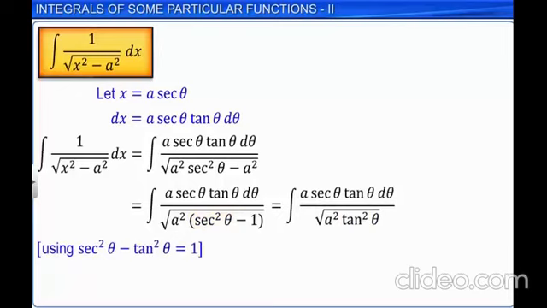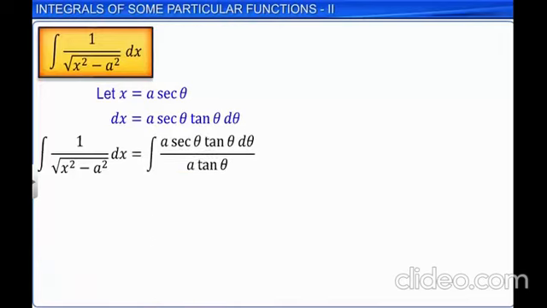So the integrand further reduces to a secant theta tan theta whole divided by a tan theta. Now cancelling the common terms from the numerator and the denominator of the integrand, we get secant theta. On integrating, we get the solution as log of (secant theta plus tan theta) plus p. Here p is the integral constant.